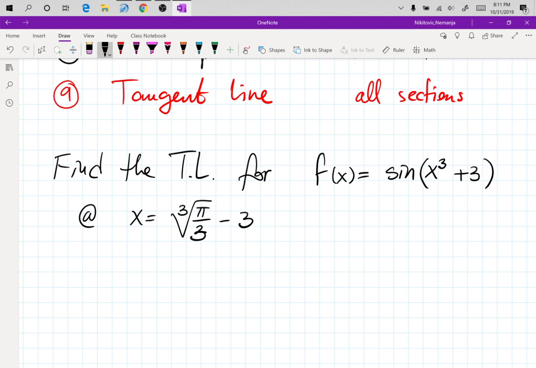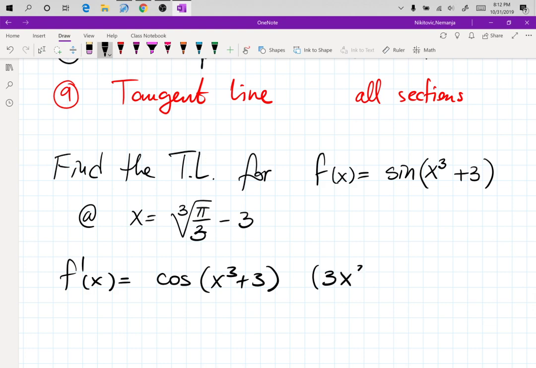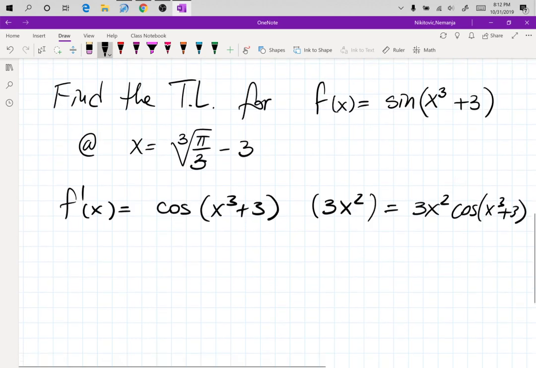All right, so every tangent line problem, regardless what type of function you have, always starts with the derivative of that function. In our case, we have derivative of sine is cosine of x cubed plus 3 times the derivative of the inside, which is 3x squared. So the derivative is 3x squared cosine of x cubed plus 3. Good thing you don't have to find the second derivative, right?